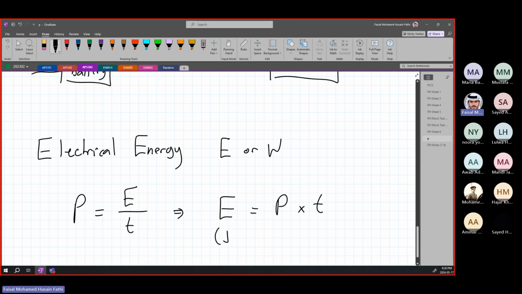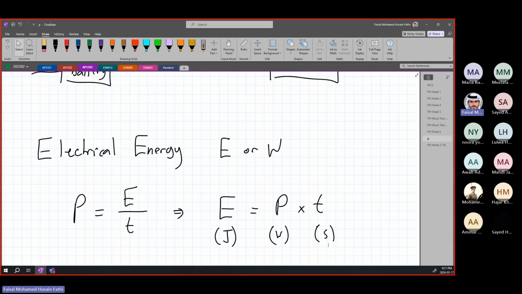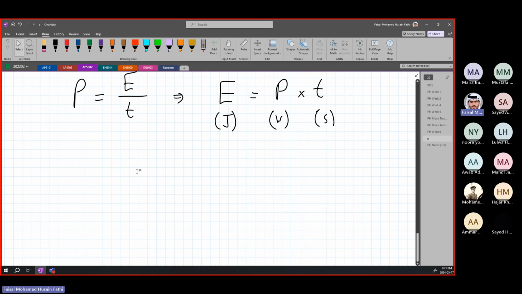Again, energy is always in joules, power is in watts, and the time in seconds. This is how you can find your electrical energy if the questions ever ask for electrical energy. All right, that's pretty much it when it comes to electrical energy. There's another unit that is sometimes used for power. So we know that power is in watts, right? The unit of power is watts.